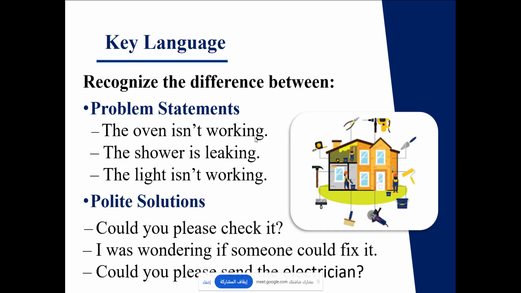Now let's learn the key language for today. Problem statements are short sentences that describe what is wrong. The oven isn't working. The shower is leaking. The light is broken. There are also sentences we use to ask for help politely. For example, could you please check it? I was wondering if someone could fix it. Could you please send the electrician? So, the important skill here is to separate the problem from the polite request.